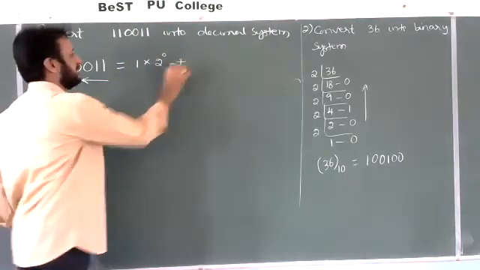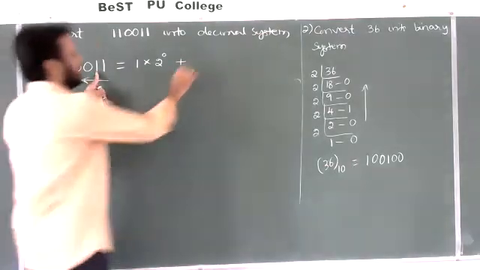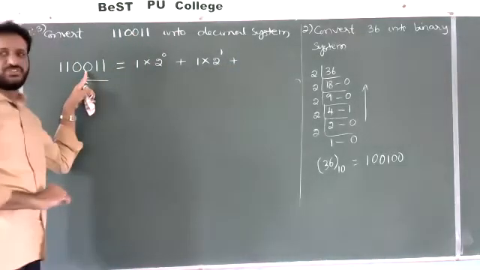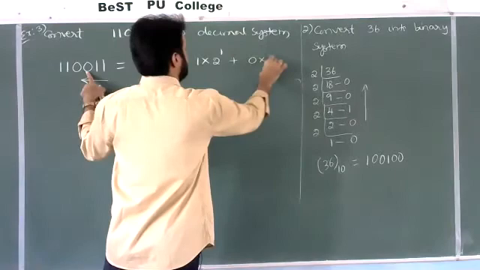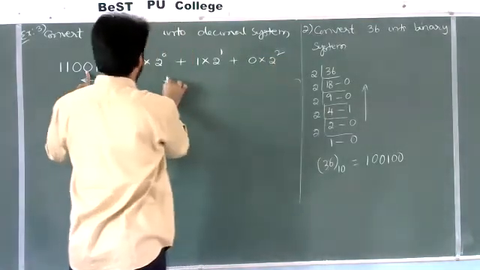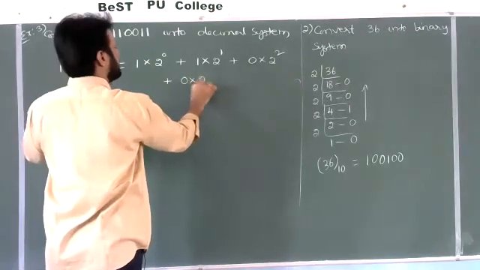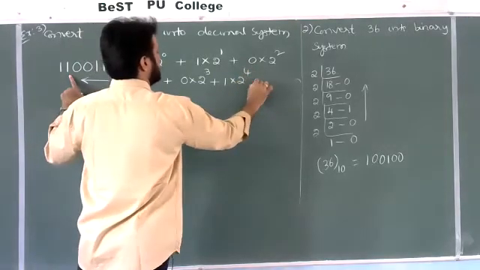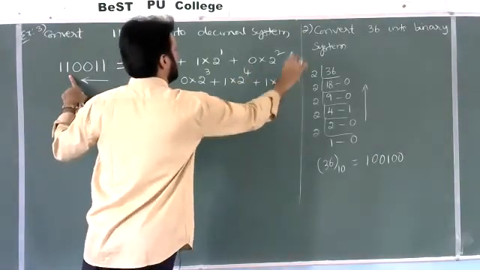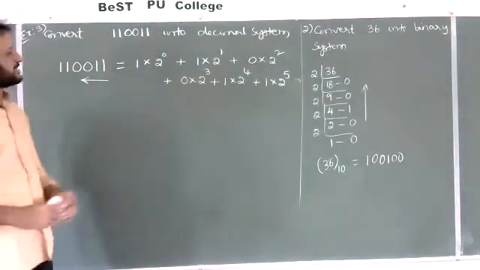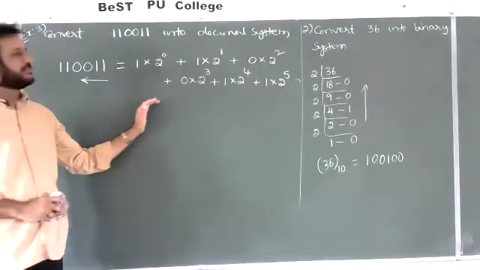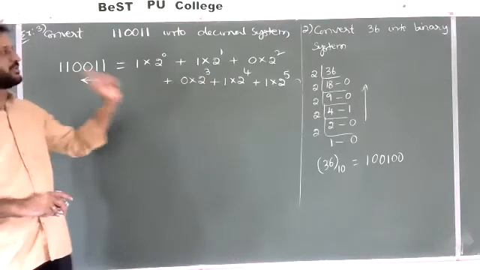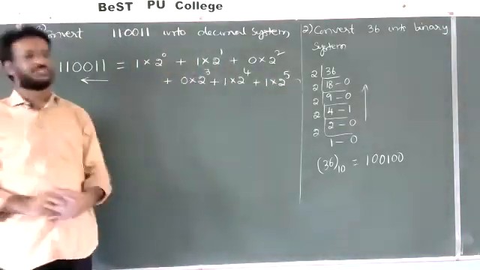Plus, now check the second digit, again 1: 1 into 2 to the power of 1. Plus third digit 0: 0 into 2 to the power of 2. Plus again 0 into 2 to the power of 3. Plus 1 into 2 to the power of 4. Plus 1 into 2 to the power of 5. Now you have to simplify. It is your choice, you can go left to right also. But for writing, we count 1, 2, 3, 4, 5, 6 digits are there, so 2 power 5 onwards you have to come.